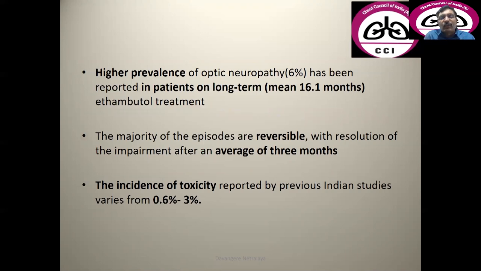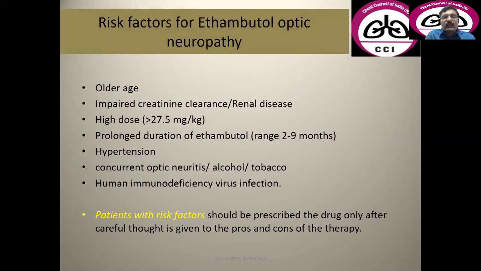A higher prevalence of optic neuropathy, around 6%, has been seen in patients on long-term therapy, with a mean duration of treatment of around 16.1 months. The majority of these episodes are reversible, with resolution of impairment after an average of around 3 months. The incidence of toxicity reported in Indian studies ranges from 0.3 to 0.6 to 3%. What are the risk factors associated with ethambutol-associated optic neuropathy?